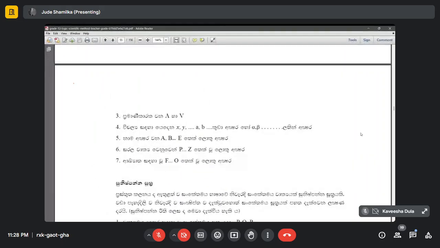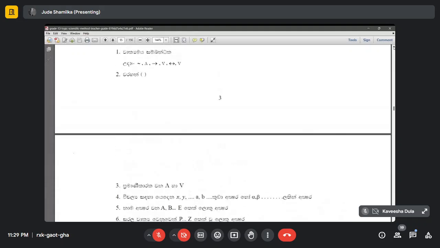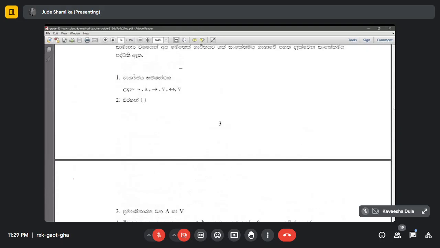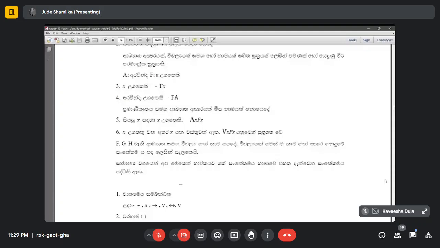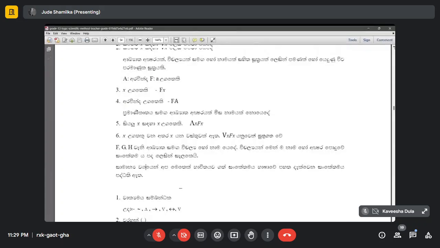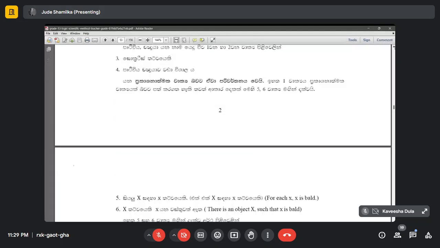Okay, these are the basic stuffs in predicate calculus. This is what we call these things. We had these in propositional calculus as well. We call these sentential connectives. Okay, sentential connectives, and then we have brackets. With brackets we make it more clear.